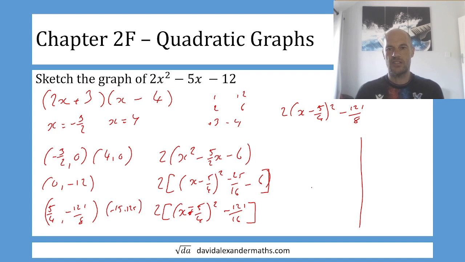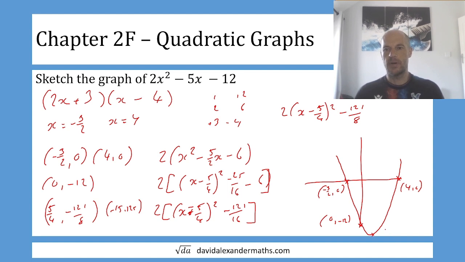Okay, so let's just do a quick sketch. So minus 1.5, positive 4, 0, negative 12, and 1.25, minus 15. So I'll just guess it's about there. Again, it's only a sketch, it doesn't really matter. So there we go. As long as it's labelled correctly, we are fine. So this point here is minus 3 over 2, 0. This point here is 4, 0. The y-intercept is 0, minus 12. And the turning point is 5 over 4, minus 121 over 8.